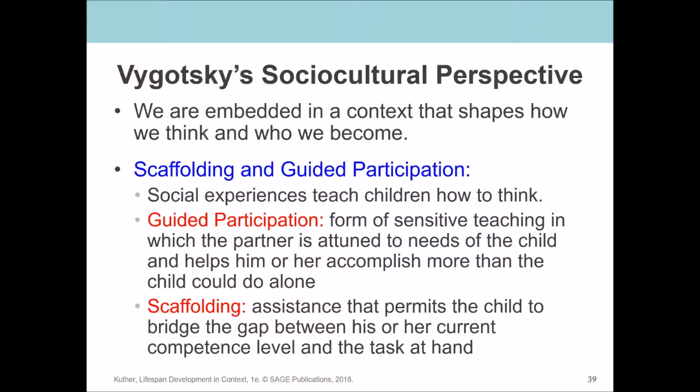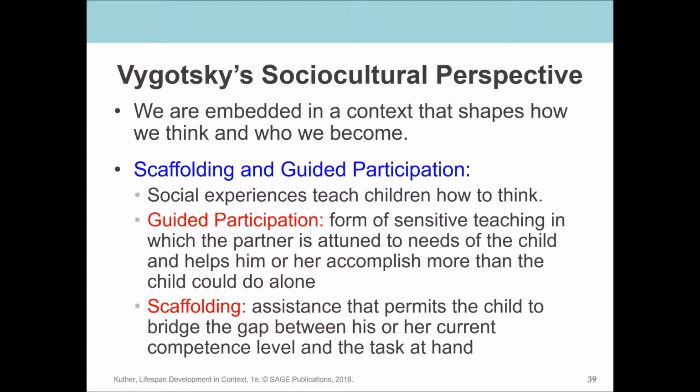So he developed this idea of scaffolding and guided participation, that our social experiences and working with others teach children how to think. Guided participation is sensitive teaching in which the teacher is attuned to the needs of the child and helps him accomplish more than he could do alone. So if you give a child a puzzle to do, they may really struggle. But if a parent is there walking them through it and saying, okay, find all of the pieces with edges and find the ones with this color blue, then they're able to put the puzzle together, when they couldn't have done that on their own.